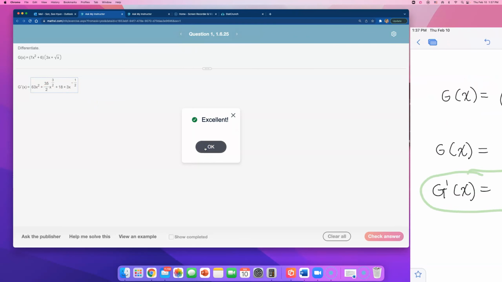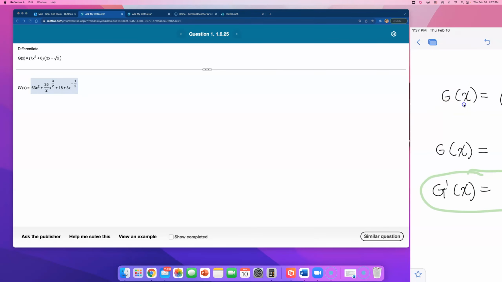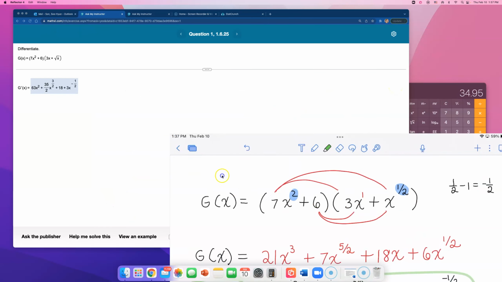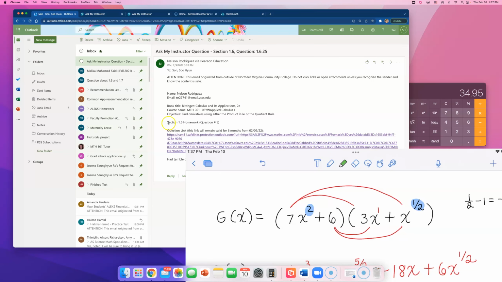Excellent. So that's how I would do it. And I wanted to do it this way because you guys were very good with power rule. But it's good to review the exponent properties and even subtraction of fractions. That could be tricky. So yeah, that's it for this question. And this was section 1.6 homework, question number 5.